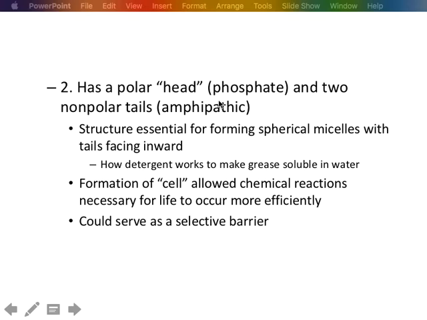So the polar head, basically the phosphate, and then 2 nonpolar tails. Because it has a polar region and a nonpolar region, we call it amphipathic, because it kind of behaves like a polar molecule as well as a nonpolar molecule. It has that ability. It has that duality, I think is the word I wanted to say.